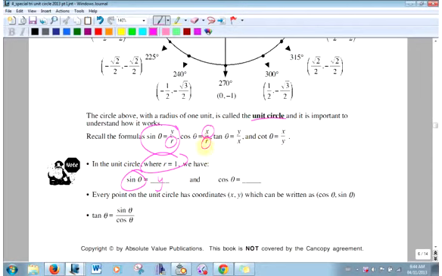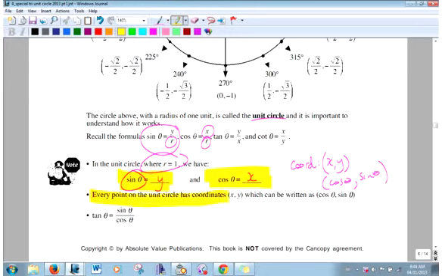Also, cosine is x over r. What's x over 1? Just x. Okay? Important, important, important. Because when I say what are the coordinates, x, y, you could just say cosine theta, sine theta. Okay, that's worth writing. Coordinates are always bracket x comma y. So what's x? It's cosine theta comma sine theta. Okay, that's what this says.